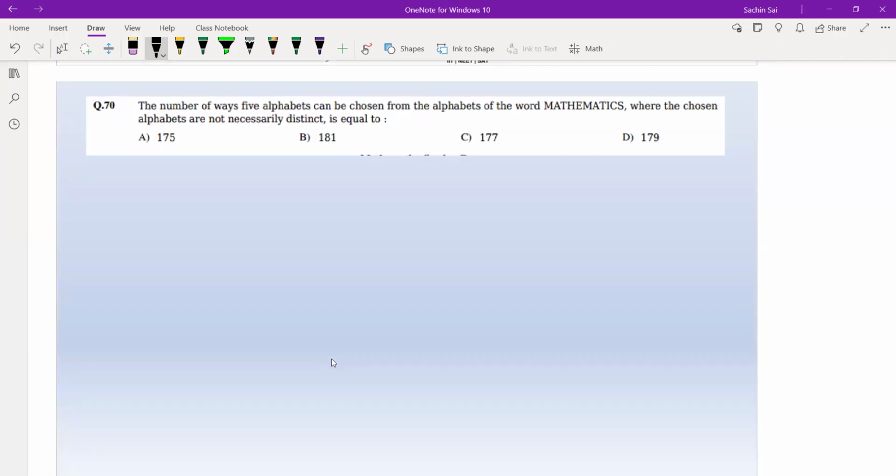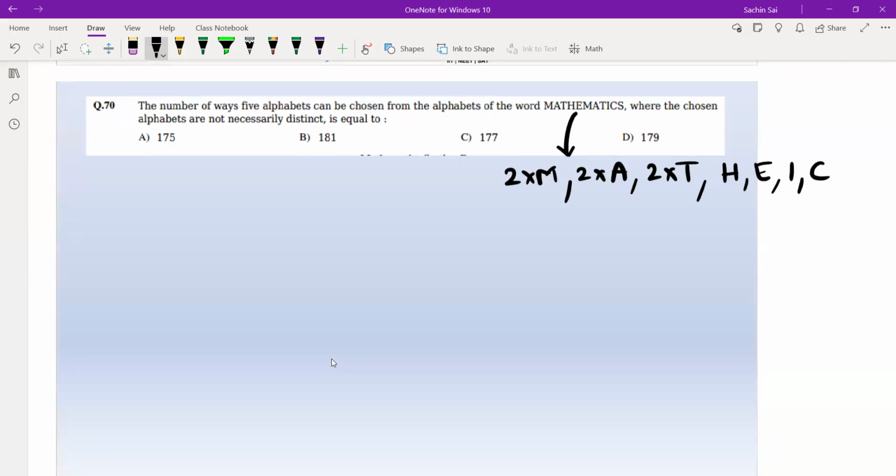Question 70. The number of ways 5 alphabets can be chosen from the alphabets of the word mathematics, where the chosen alphabets are not necessarily distinct. So you are under no compulsion to select distinct letters. That becomes important because in this word there are groups of similar letters. For example, there are two M's, two A's, two T's. Is there any other letter that is repeating? No, there is one H, one E, one I, one C, and one S.